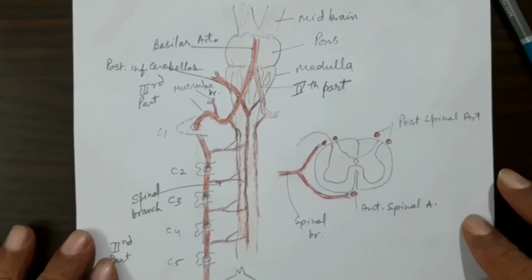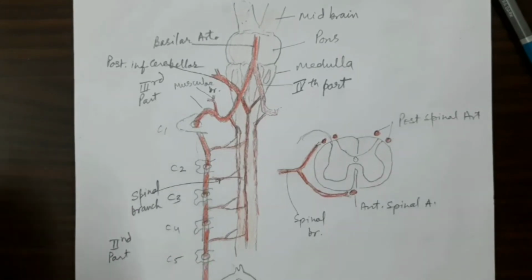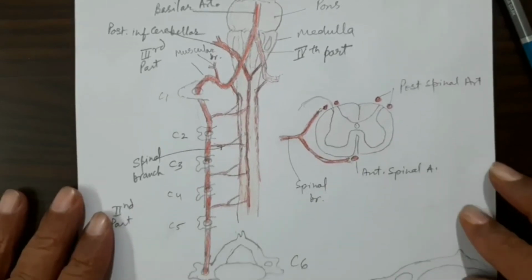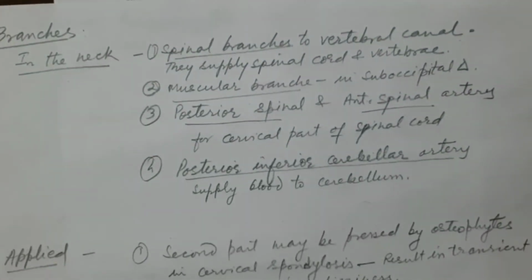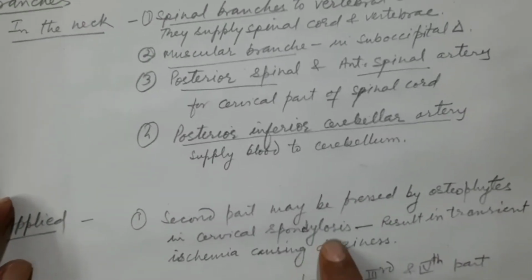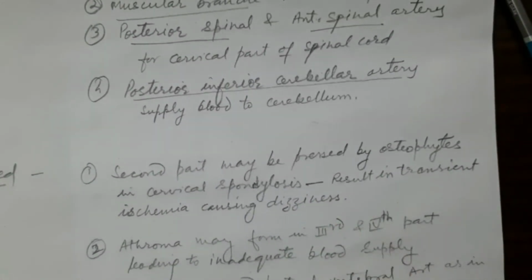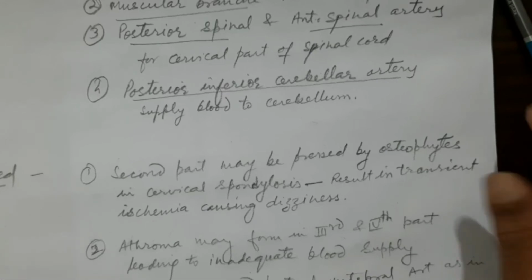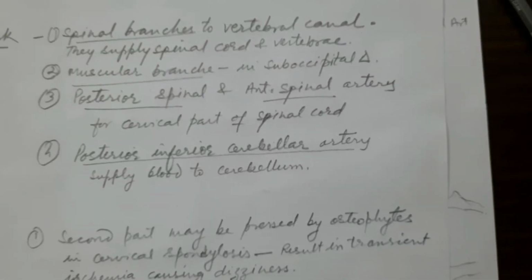Various branches complete the relations, the course, the branches, and lastly we come to the applied anatomy. In applied anatomy, the second part may be pressed by osteophytes in cervical spondylosis. That is the old age changes. When a person becomes old, bony spicules or extra bone start coming, especially close to the foramina.